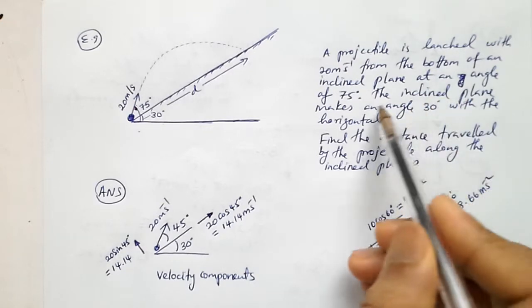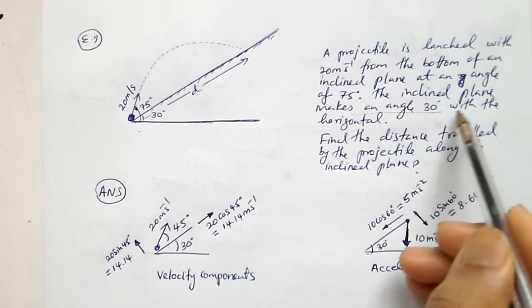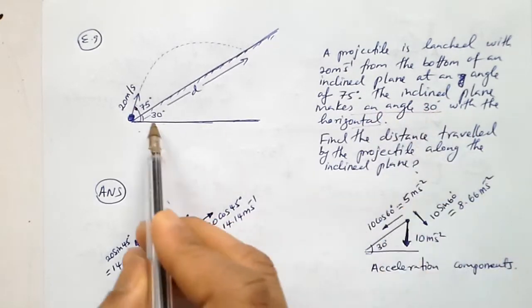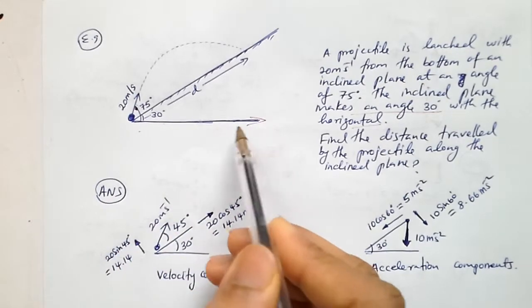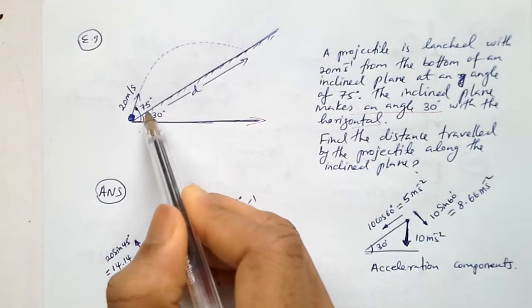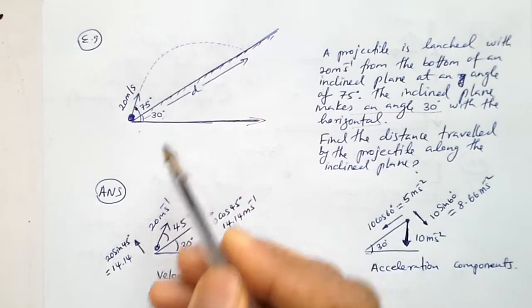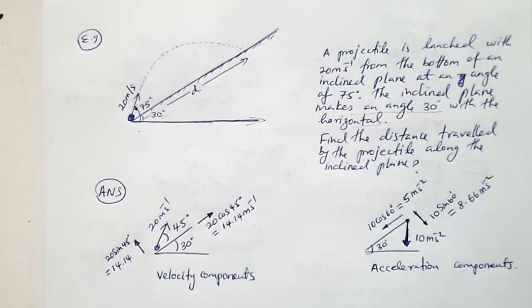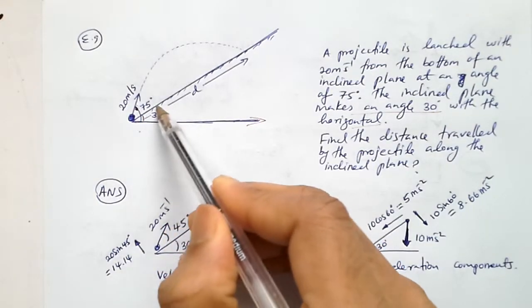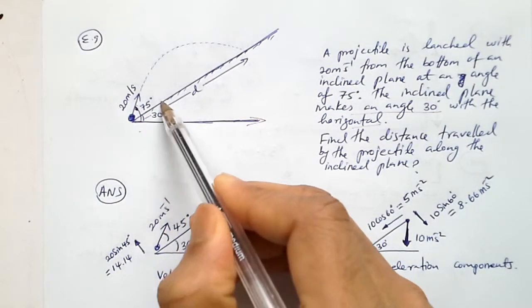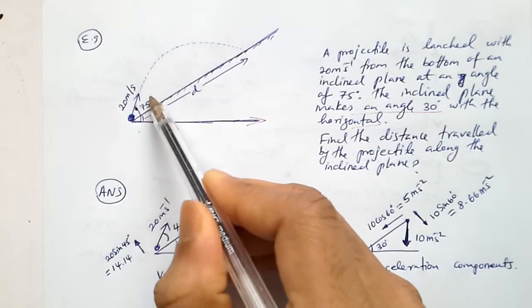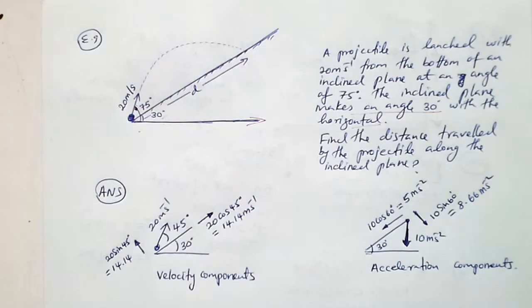The inclined plane makes an angle of 30 degrees with the horizontal axis. Okay, so this is our horizontal axis. With respect to the horizontal axis, this inclined plane makes an angle of 30 degrees. So meaning with respect to this inclined plane, this projectile makes an angle of 45 degrees. So that is the idea.